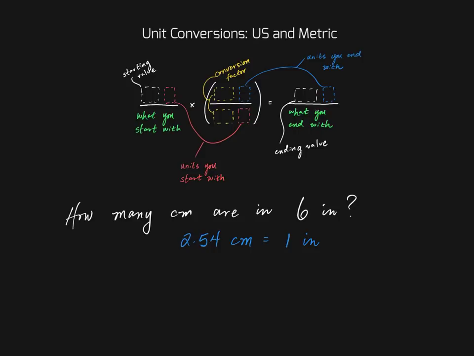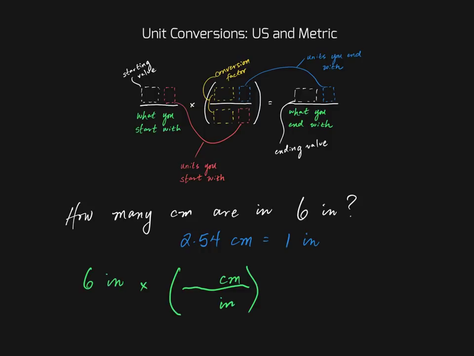All right? So, what are we starting with? Well, we're starting with 6 inches. Okay? And now we're going to set up that dimensional analysis. So, we know that we need to get rid of inches. Okay, those are the units that we're starting with. So inches needs to go down here. So I'm going to write in inches down here. And we know that we need to end with centimeters. Okay, that's what we need to find. So I'm going to write centimeters up here.